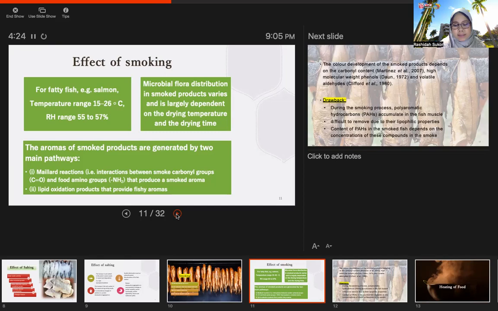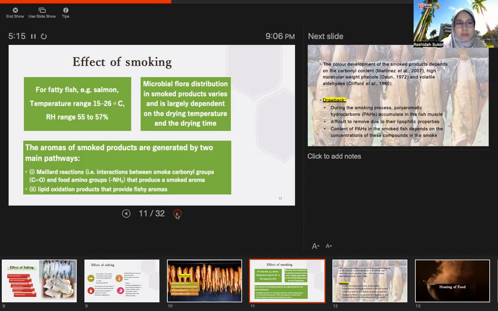Because the main component of a protein is amino acids. When we say amino acids, go back to your protein slides and see the single unit of proteins are amino acids, where you have the amino groups and the carboxyl groups. So those amino groups from the protein, NH2, and the reaction with the C double bond O, which is the carbonyl group, are involved in the Maillard reaction. So this Maillard reaction will produce a smoke aroma. This is the more chemistry part.